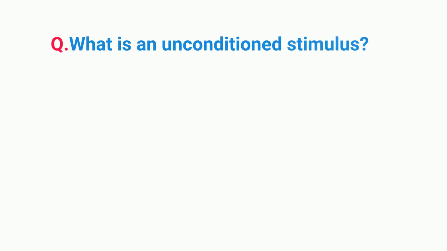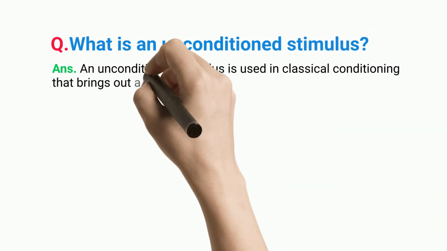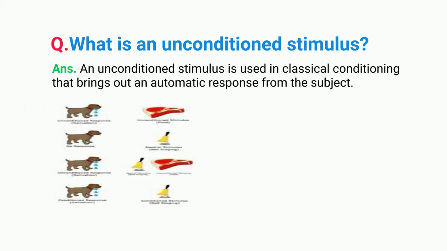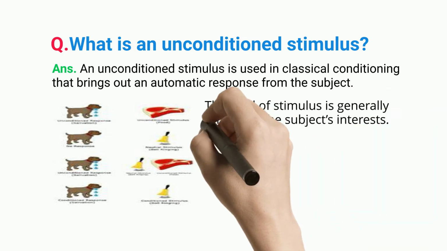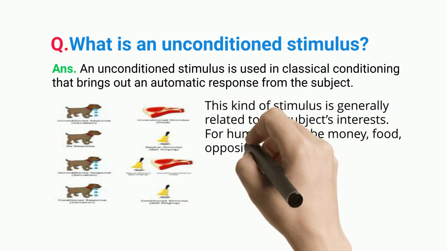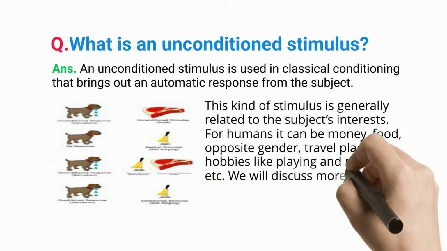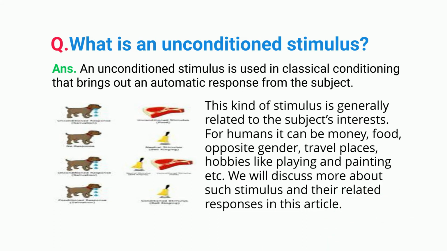What is an unconditioned stimulus? An unconditioned stimulus is used in classical conditioning that brings out an automatic response from the subject. This kind of stimulus is generally related to the subject's interests. For humans, it can be money, food, opposite gender, travel places, hobbies like playing and painting, etc. We will discuss more about such stimulus and their related responses in this article.